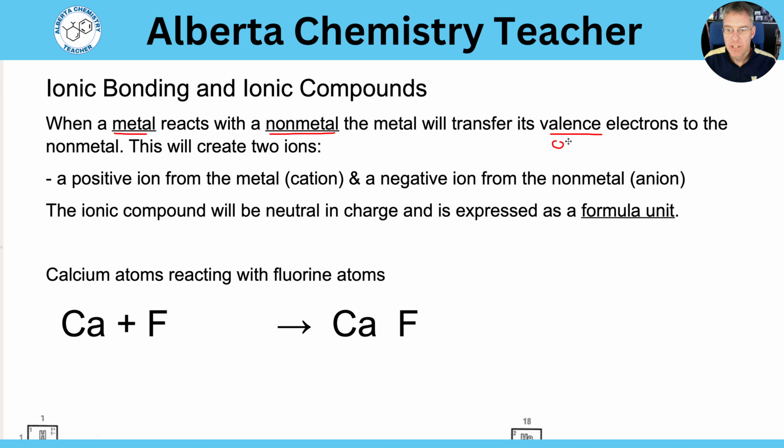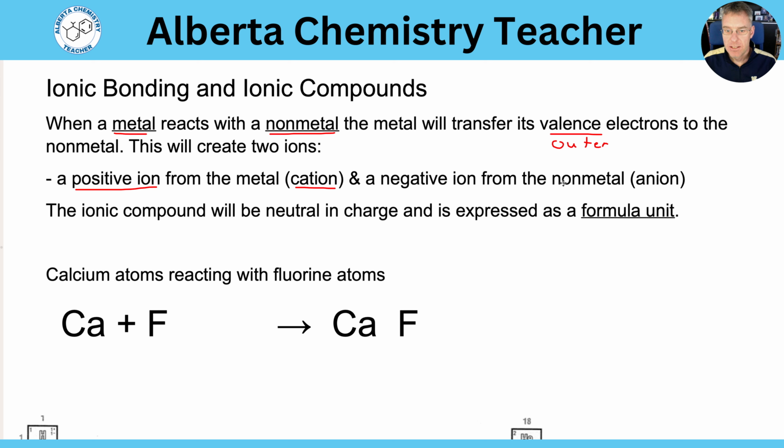Now, these valence electrons are the outermost electrons. That'd be the outer ring in the Bohr model. It's always true that an ionic compound will have a positive ion, and we typically write that first, and that's the cation. It's almost always from the metal, but that's not a rule. You'll see some more exceptions in Chemistry 20.